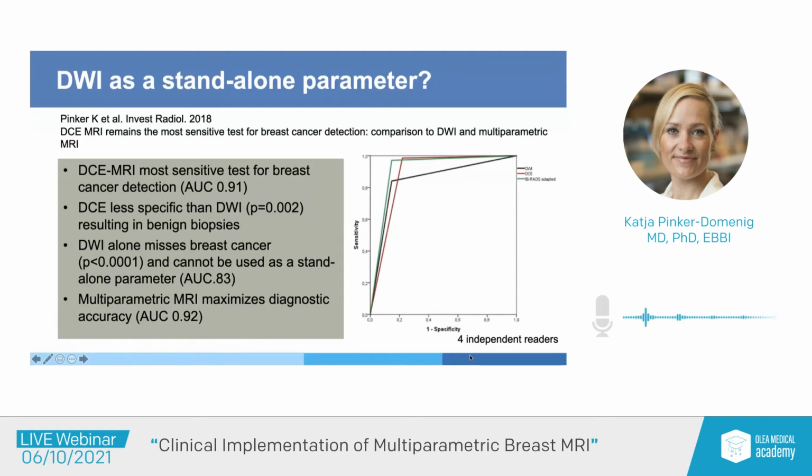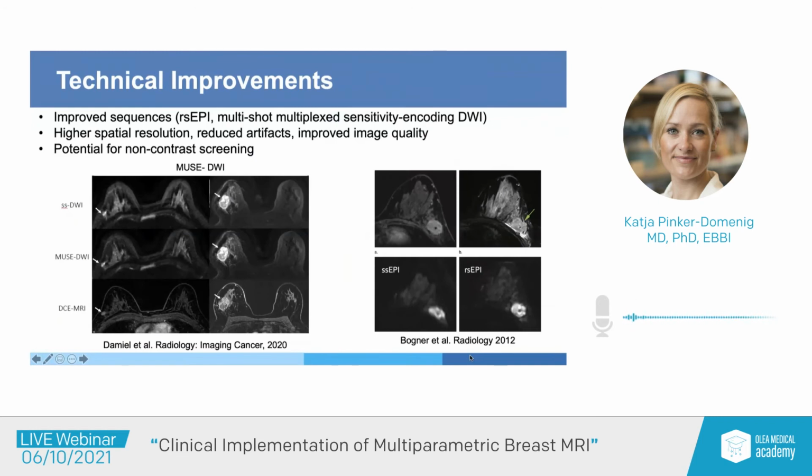So this shows that DCE-MRI is still the most sensitive test. It is less specific than DWI, but DWI alone misses some cancers, in particular small and very diffuse lesions. And currently, if your benchmark is DCE-MRI, you cannot use it as a standalone parameter. Multiparametric MRI, best of both worlds, maximizes the diagnostic accuracy without compromising on sensitivity.